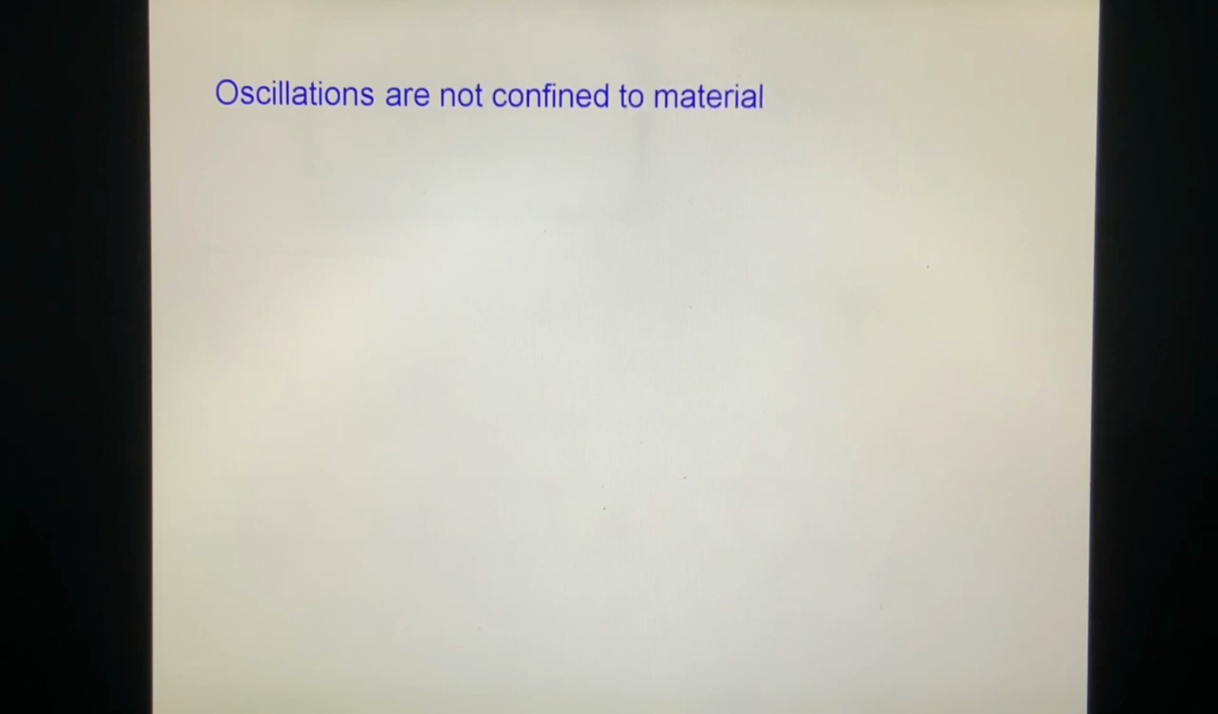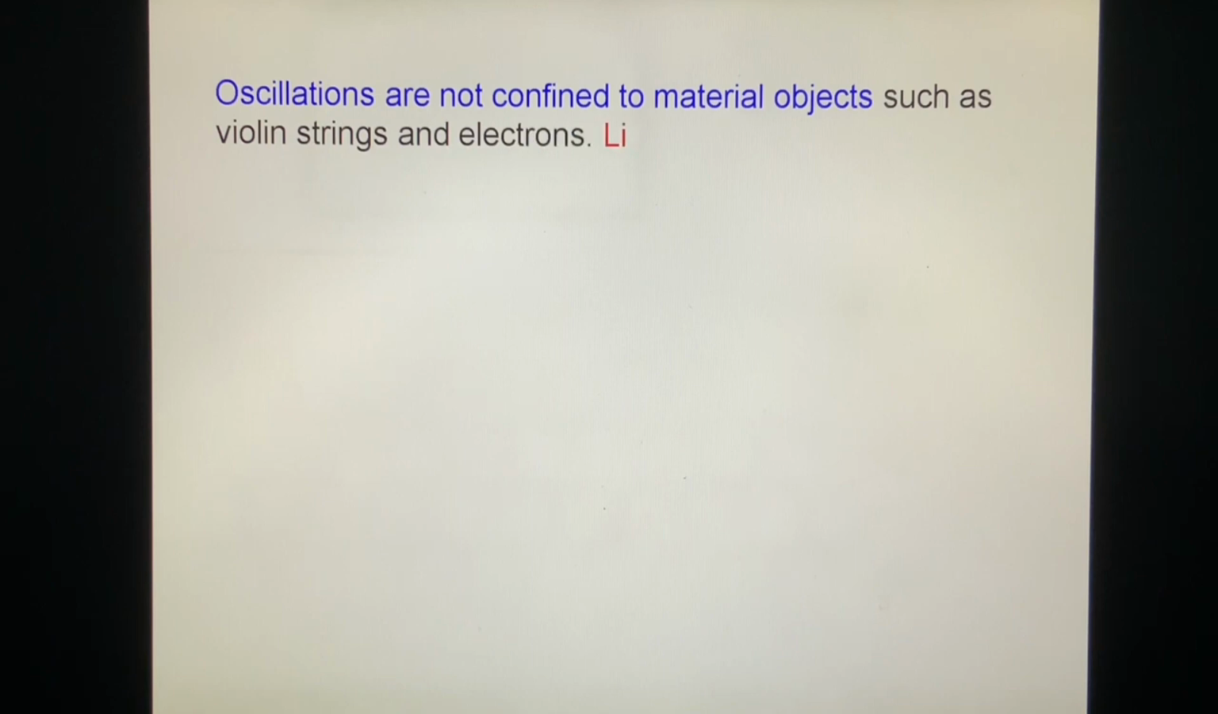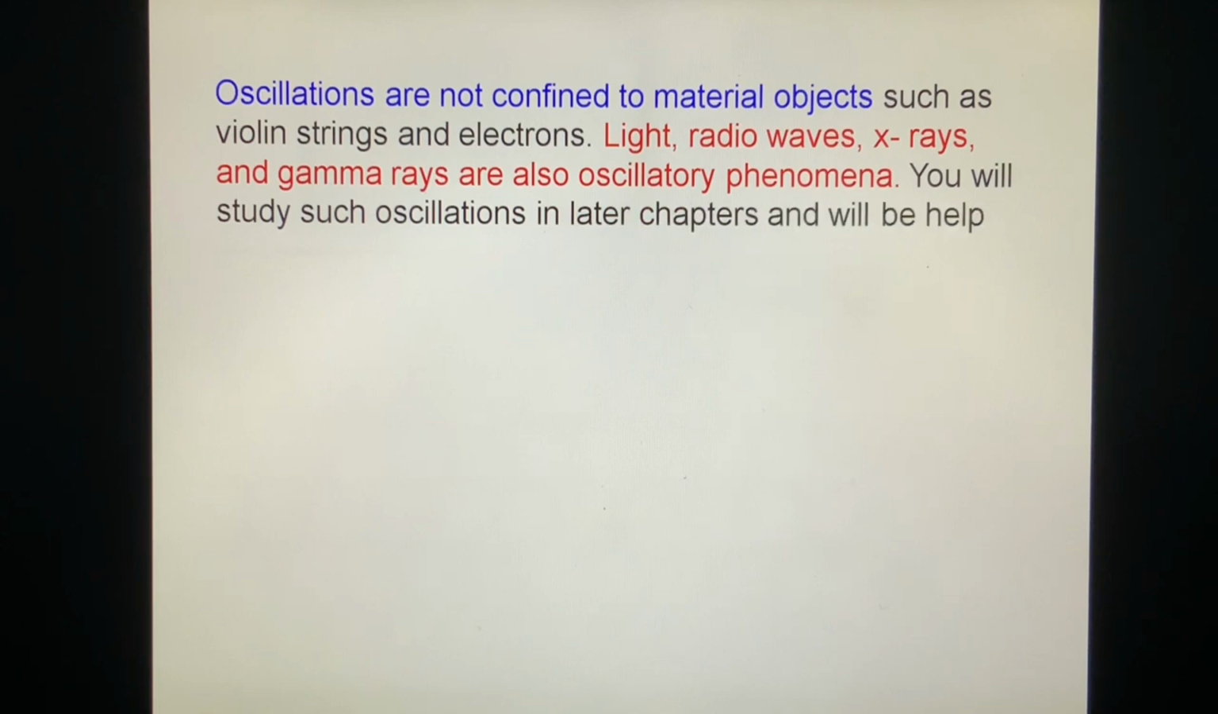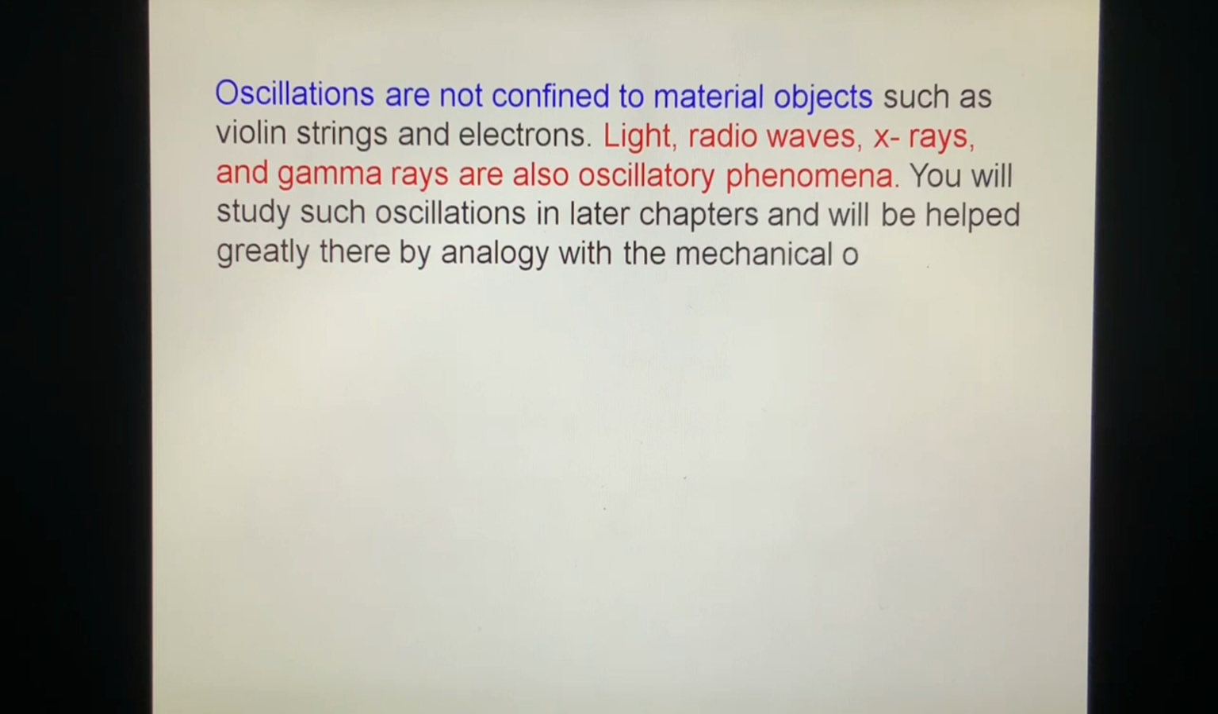Oscillations are not confined to material objects, such as violin strings and electrons. Light, radio waves, X-rays, and gamma rays are also oscillatory phenomena. You will study such oscillations in later chapters and will be helped greatly there by analogy with the mechanical oscillations that you are about to study here.